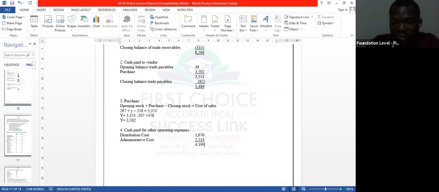That's 4,190. So after we get that, the next thing is to adjust for depreciation. The items included that do not involve movement of cash must be adjusted. So call it adjustment of non-cash transactions. So we have it here. So let's adjust for that. That will be the first thing you have to come to mind: your depreciation.